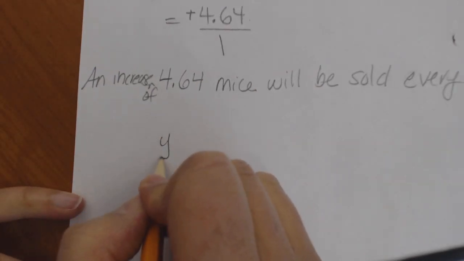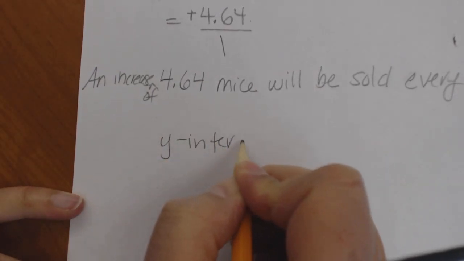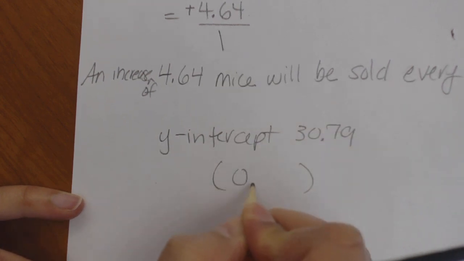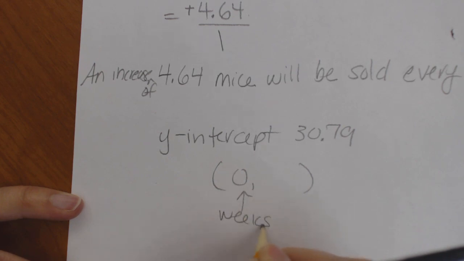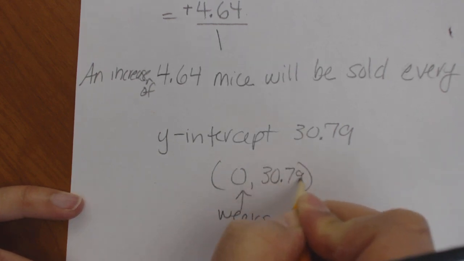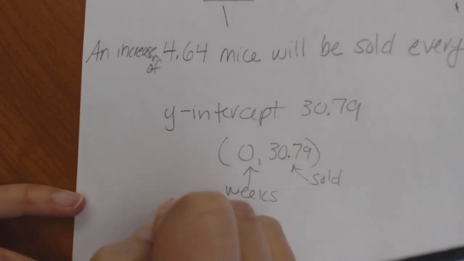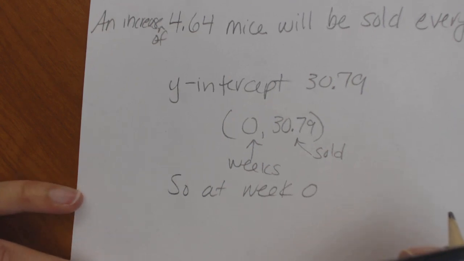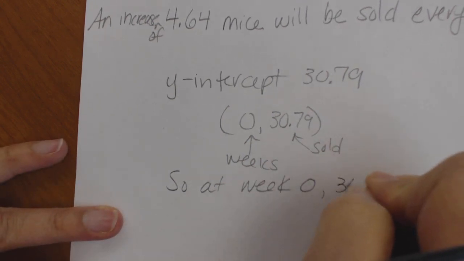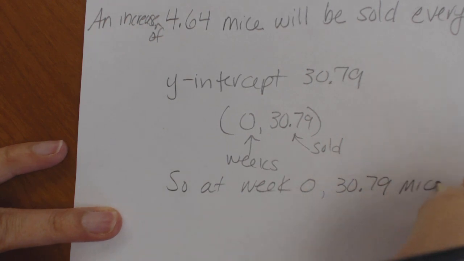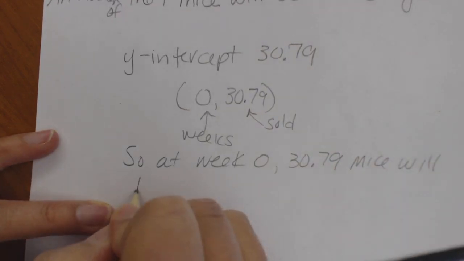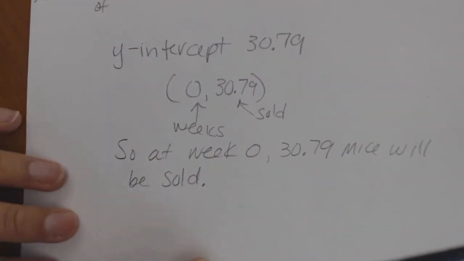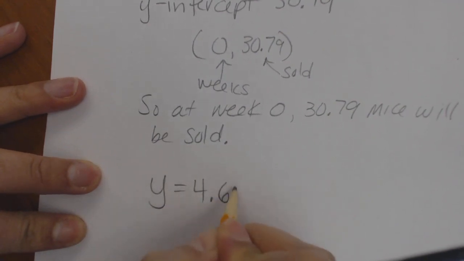The y-intercept is going to be 30.79. And the y-intercept is when x is 0. So when weeks are 0, this is how many mice are going to be sold. So at week 0, or no weeks that have gone by, 30.79 mice will be sold. Those are your sentences. And one more thing, we have to take our equation and make a prediction.